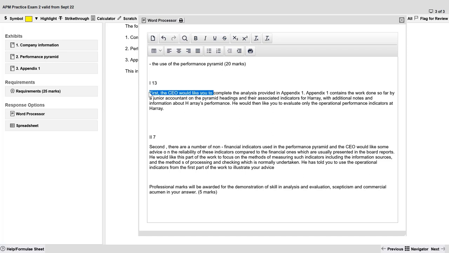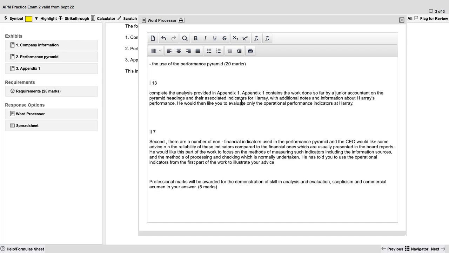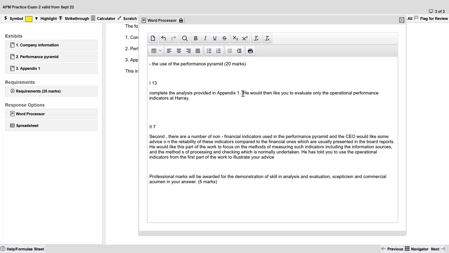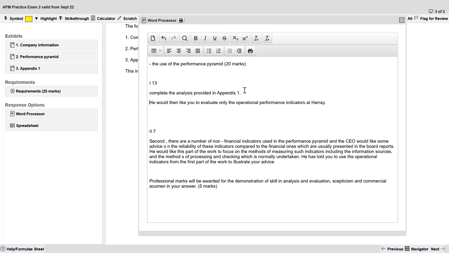Complete the analysis in Appendix 1. The junior accountant has done some of the work, and we should only work on the operational performance indicators. What we will not do is go through every point in that report. What we will not do is a big academic description of the performance pyramid describing every piece of the model. We will do exactly what the CEO asks us to do.